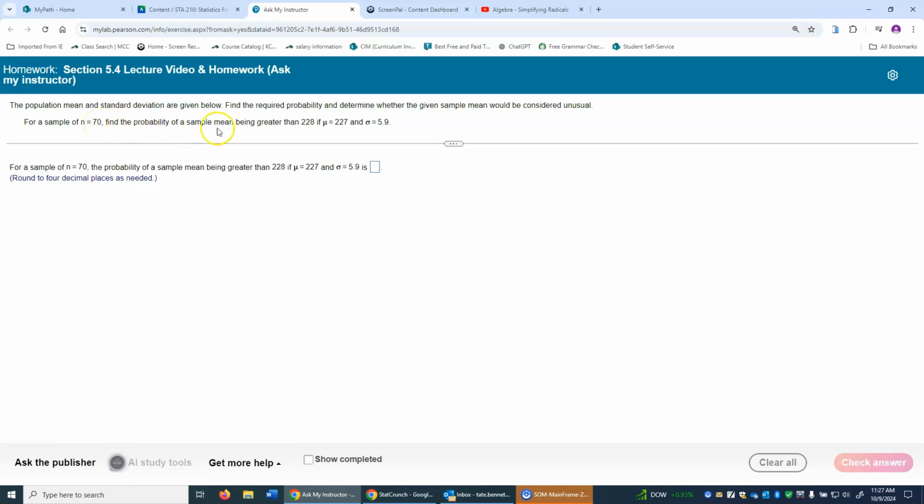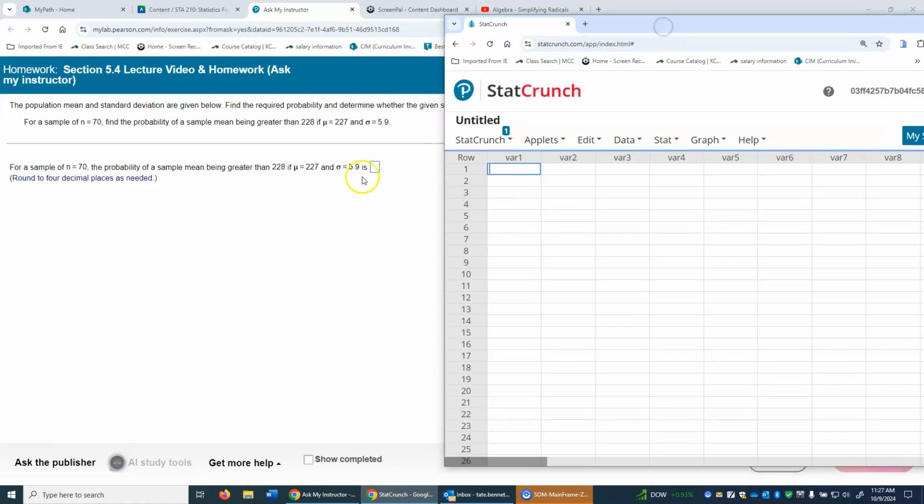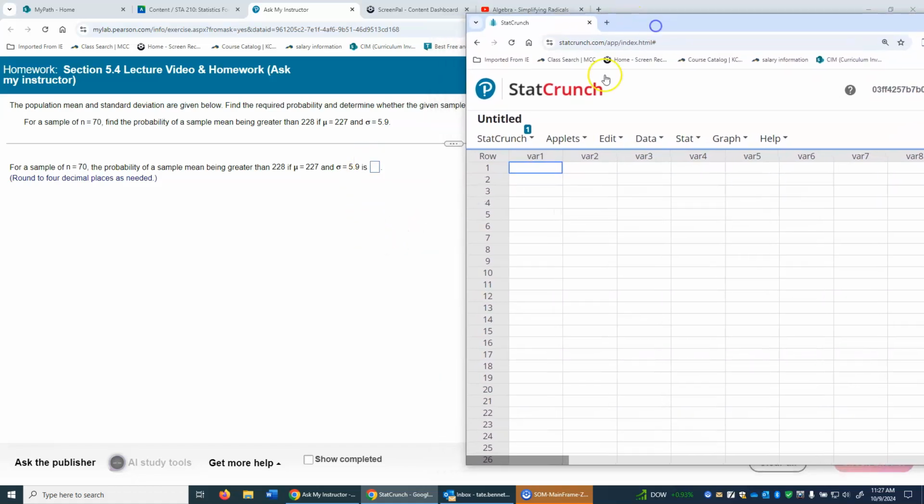Find the probability of the sample mean being greater than 228 if the population mean is 227 and the population standard deviation is 5.9. So you could do this by hand or you could use StatCrunch. You have a couple ways of doing this. So I've already opened StatCrunch. If you want to use technology or do it by hand, that's your call.